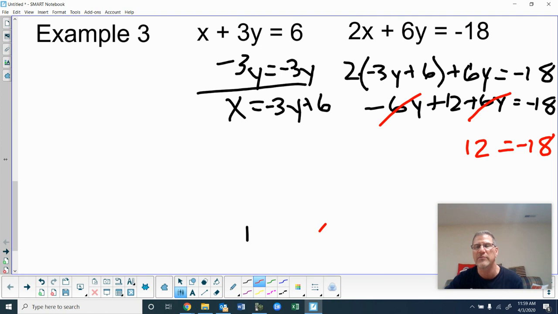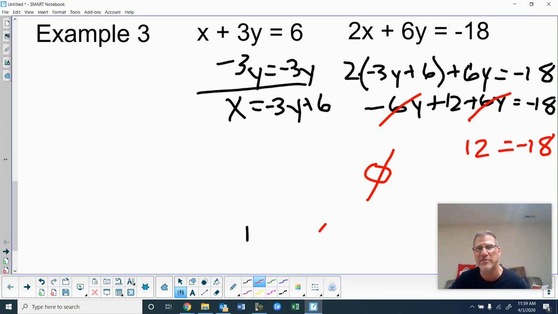So then you look at the statement you get. In this case, 12 equals negative 18 is a false statement. So there'd be no solution to this. Okay? And that's all we do. We would be done. Sometimes, though, you might get a true statement like 12 equals 12 or negative 18 equals negative 18. Then we would say they would have an infinite number of solutions.